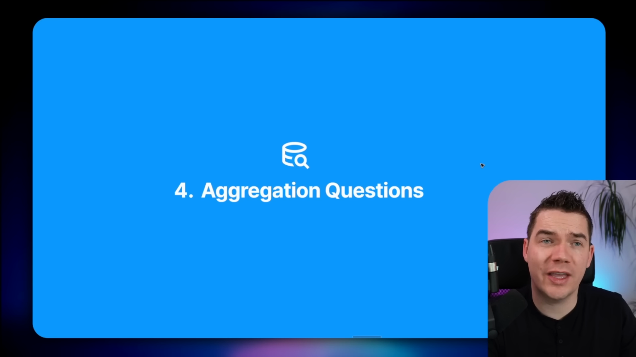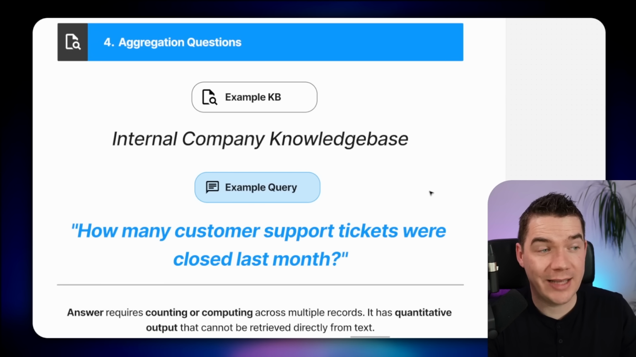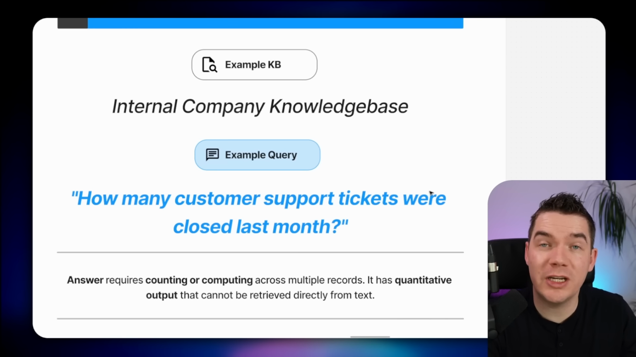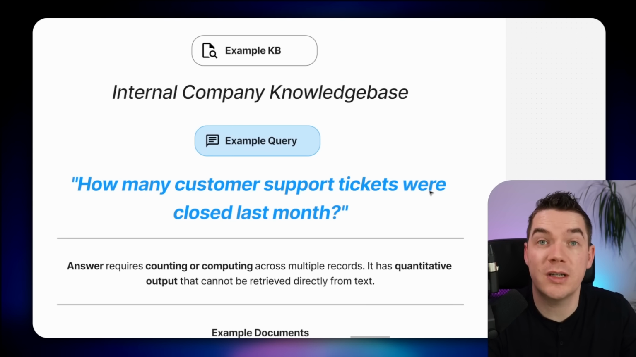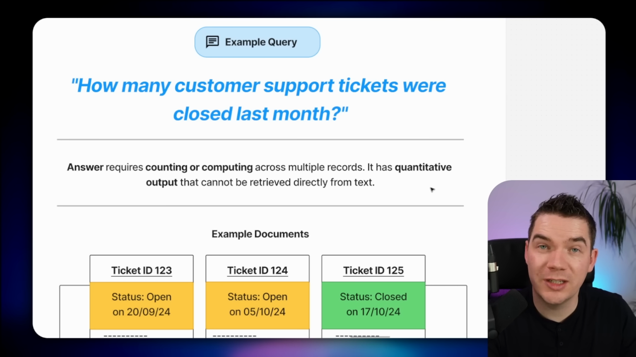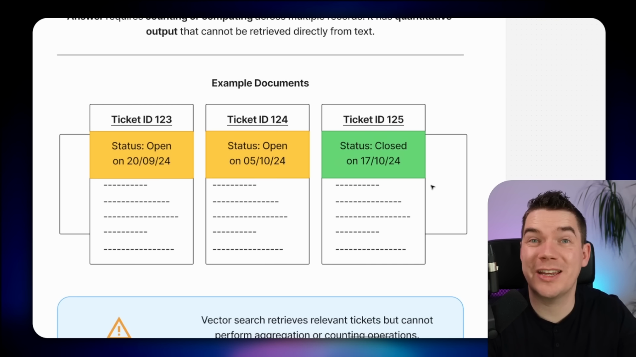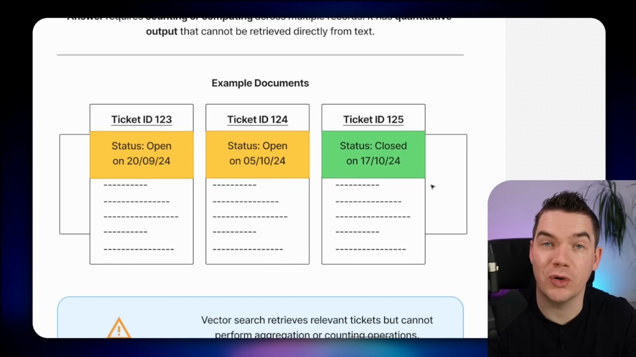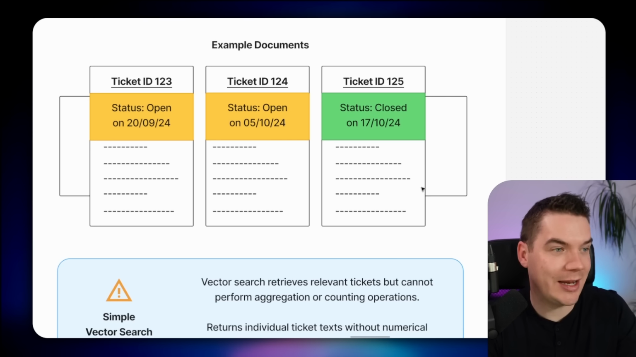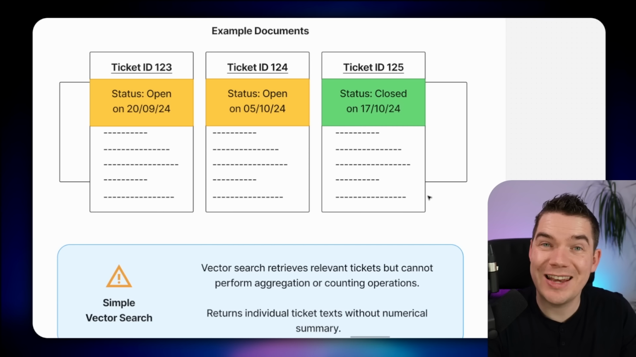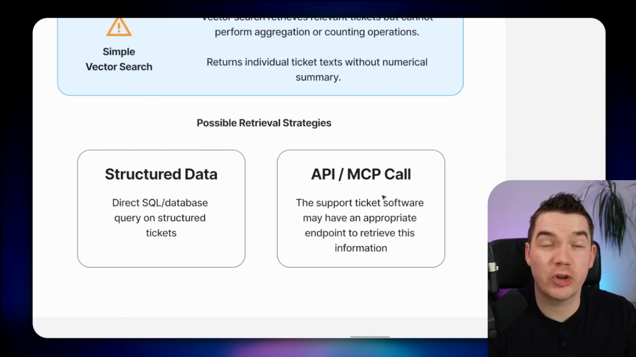Another type of question that can trip up vector search is aggregation questions. So here, for example, if someone asks how many customer support tickets were closed last month, the answer requires computing or counting across lots of different documents. So there is a quantitative output, and it's not necessarily embedded in the text of the documents. For example, each support ticket might be embedded in a vector store so that it can be searched across. But if you do need to know the number of tickets closed in a specific month, this naturally aligns to SQL queries. So structured data is the best approach here by far.